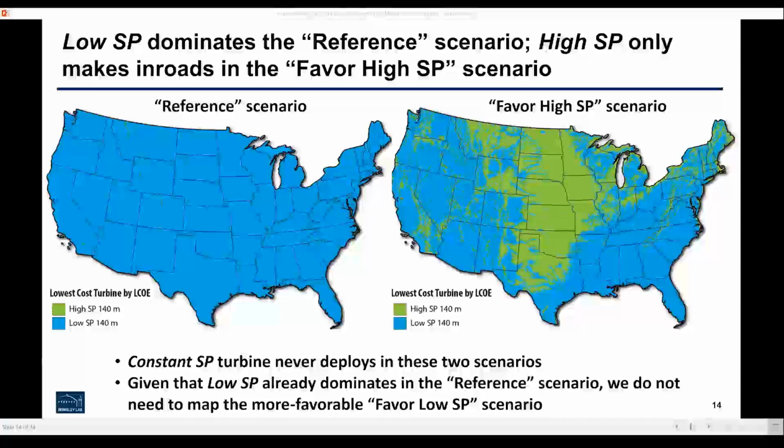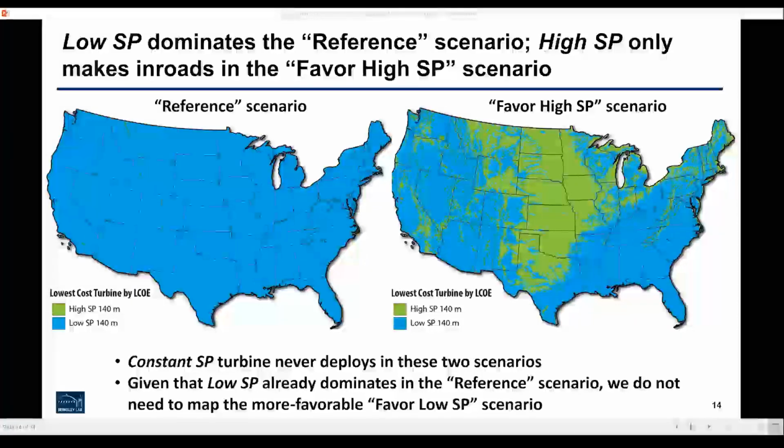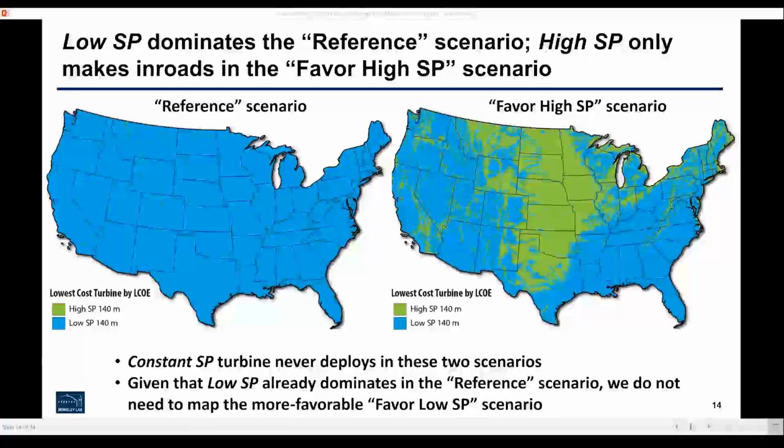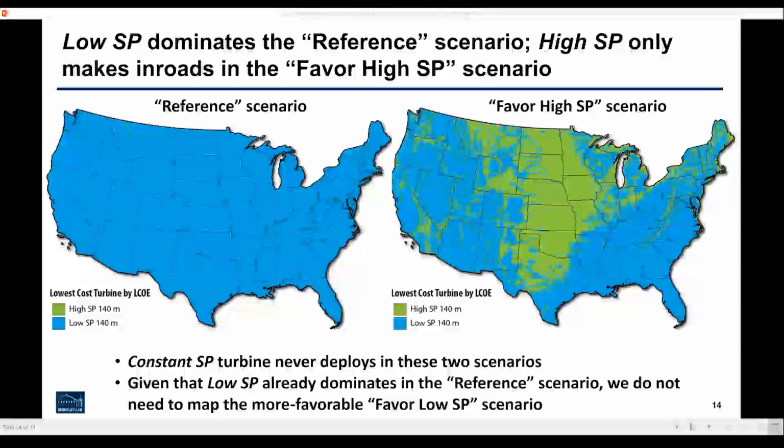So the takeaway from the LCOE-based analysis here is that essentially, if there's a need or value to expand the geographic footprint of the wind industry, then the historical trends that we've seen towards lower specific power could well be expected to continue in the years to come.